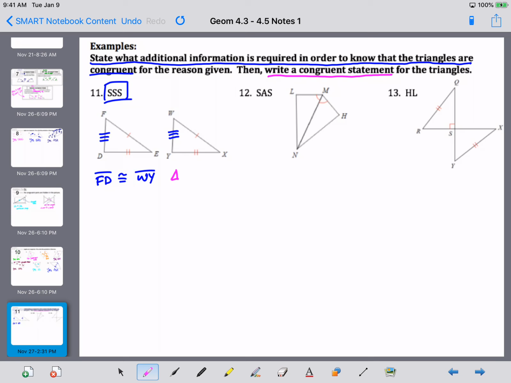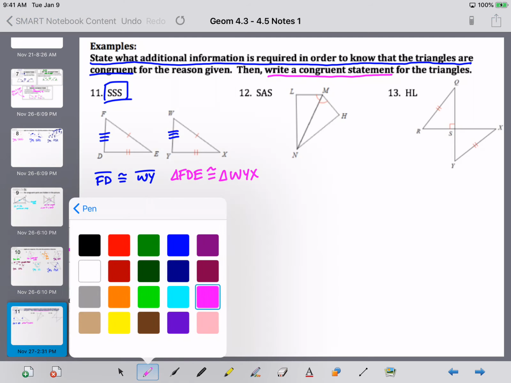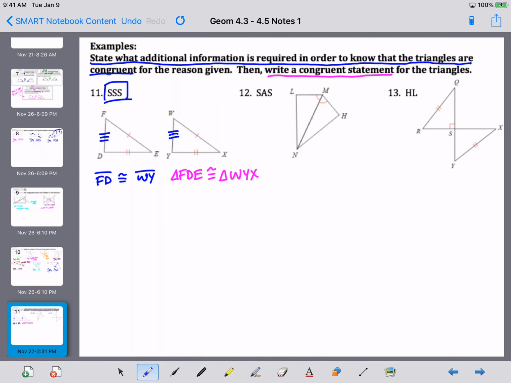So triangle FDE would be congruent to triangle WYX. All right, let's try that again. Example 12. I'm going to go back to blue so I can keep this organized. They want us to use side, angle, side. Well, they only give us the shared side and then this angle and this angle. So I'd have to know that LM is congruent to MH for those to have side, angle, side. So that's what else I need to know.